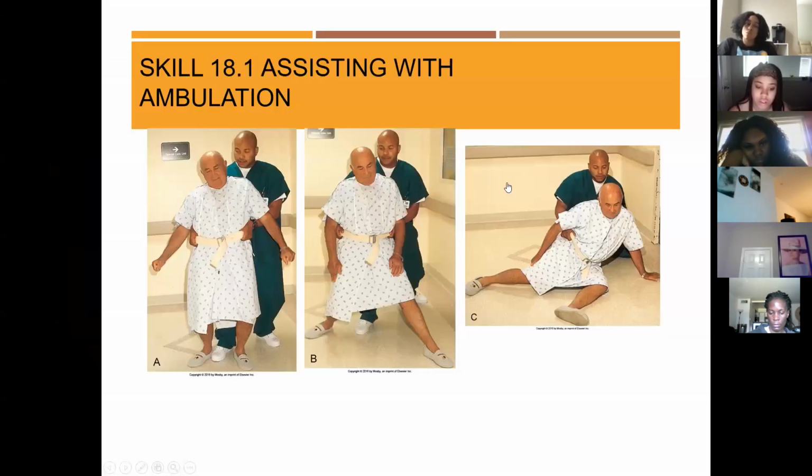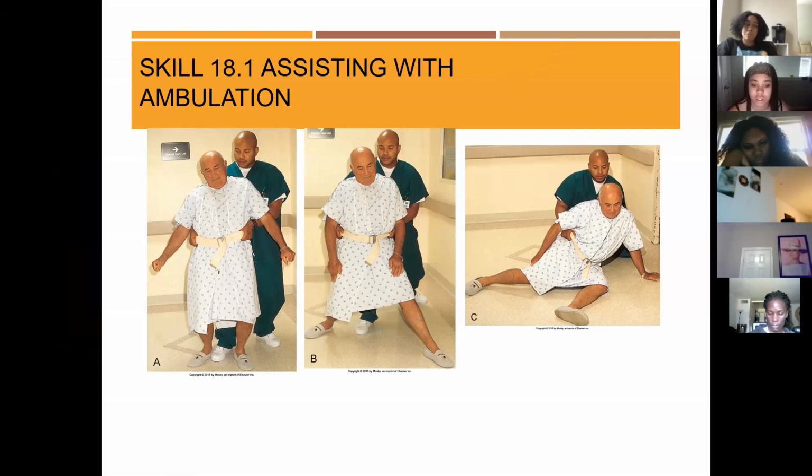Does she still have to do an incident report? Yes, she does. It's still a fall. So absolutely, you still have to do the incident report if your patient falls, but you've hopefully prevented your patient from getting any serious injuries by helping guide him down to the floor.